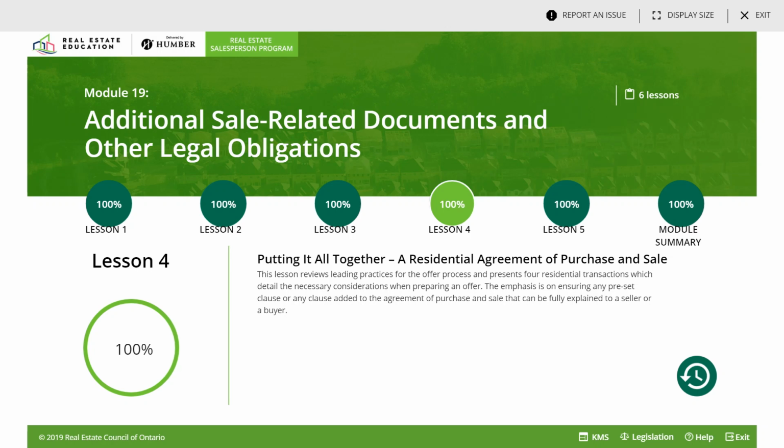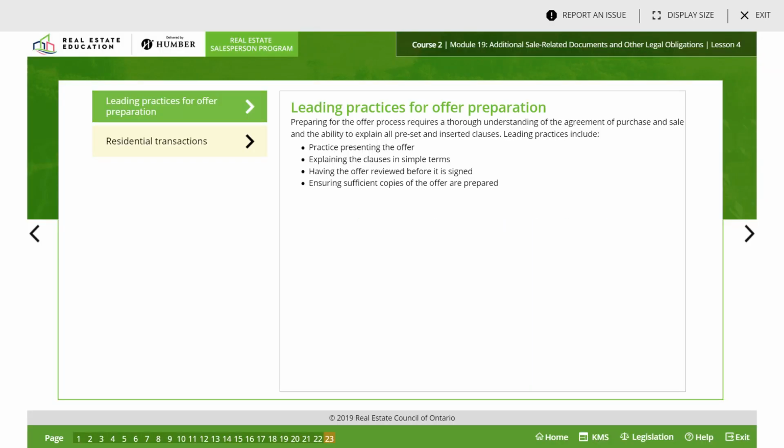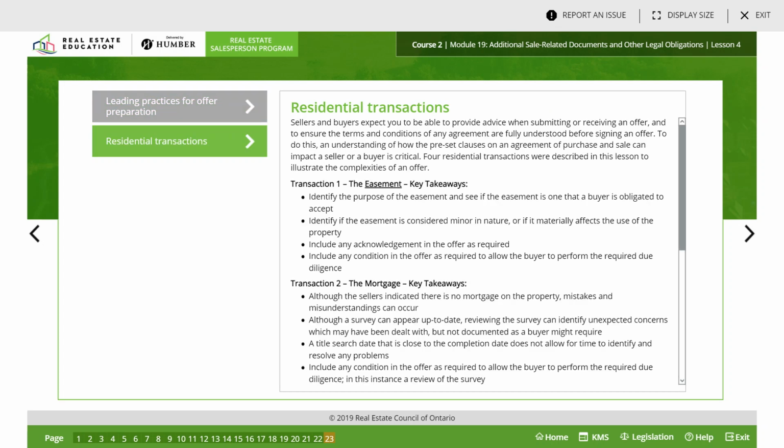Okay, lesson 4. Putting it all together, a residential agreement of purchase and sale. So, leading practices for the offer preparation. Preparing for the offer process requires a thorough understanding of the agreement of purchase and sale and the ability to explain all preset and inserted clauses. Leading practices include practicing presenting the offer, explaining the clauses in simple terms, having the offer reviewed before it is signed, and ensuring sufficient copies of the offer are prepared.